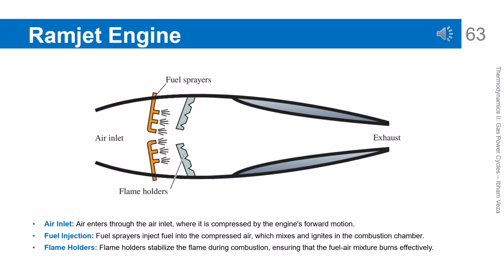Ramjet engine, components, and high-speed operation. In a ramjet engine, air enters and is compressed by the ram effect due to high flight speed. Fuel is then injected and burned in the combustion chamber. Flame holders are used to stabilize the flame. The hot combustion gases expand and accelerate through the nozzle to produce thrust. This system cannot operate from rest and requires a high initial speed.